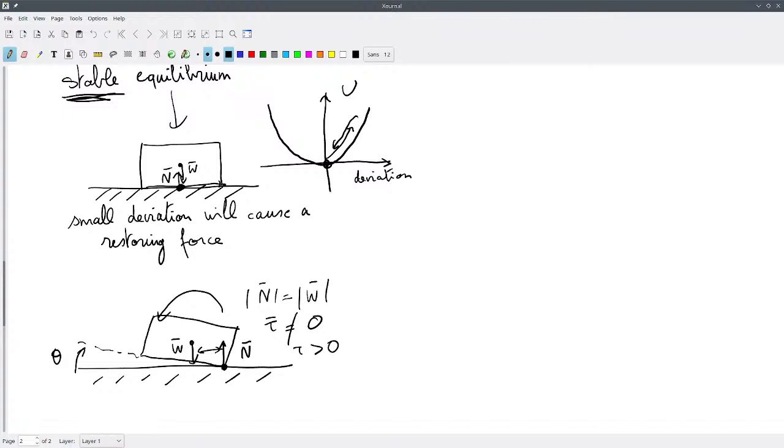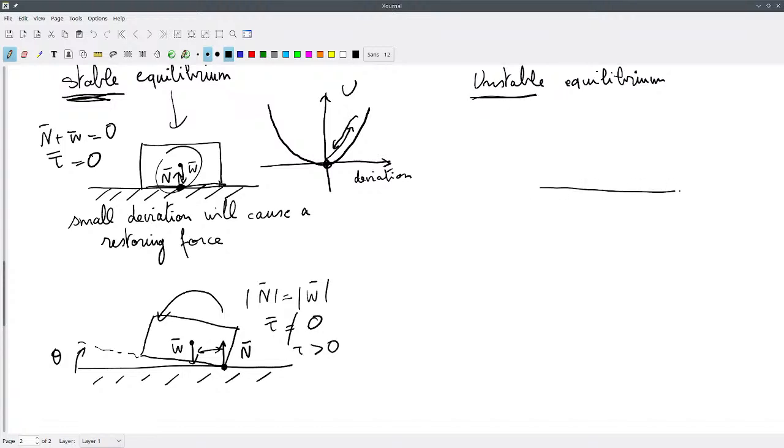Now we can also introduce an unstable equilibrium. And note that here, of course, this is an equilibrium because now the sum of all the forces, the normal force plus the weight, is equal to 0, and the torque is equal to 0. So in that case, we are indeed in an equilibrium.